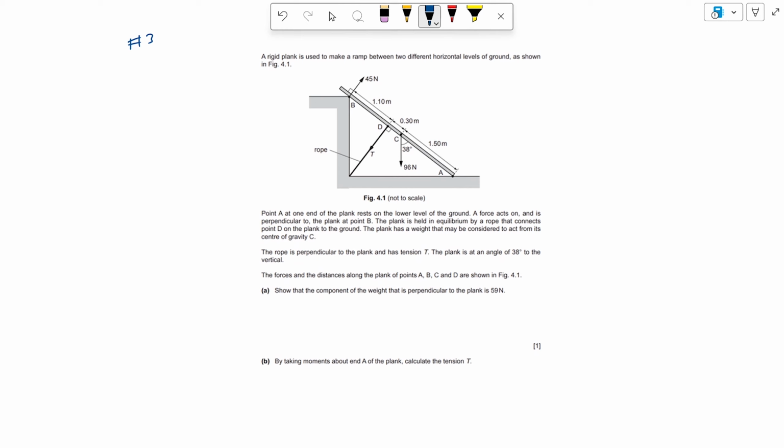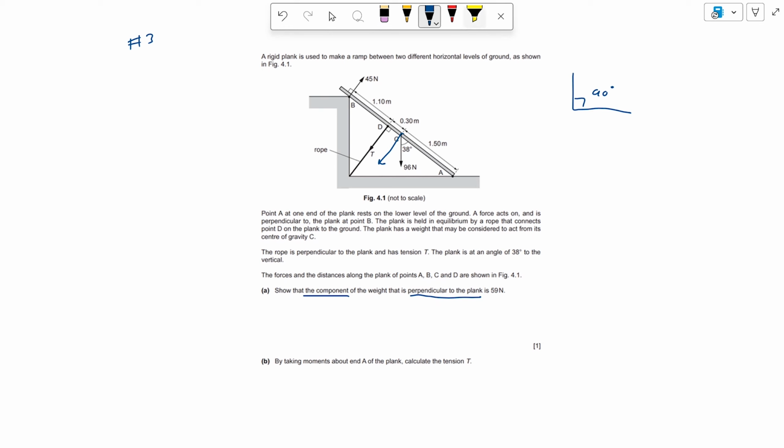Okay, so the last question. So the weight of this rod is 96 newtons at an angle of 38, so it's just basically downwards. We need to calculate the component of the weight that's perpendicular to the plank. So what this means is it needs to be perpendicular. Perpendicular means 90 degrees. That's what perpendicular means. So, in other words, we need to calculate the vertical component.